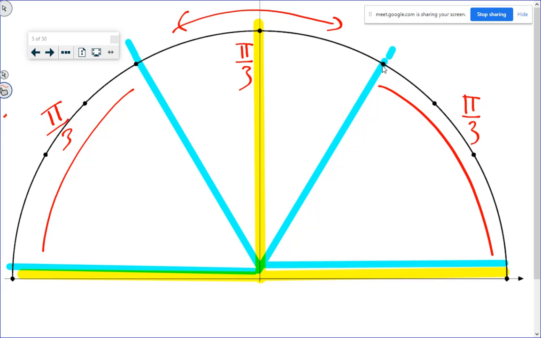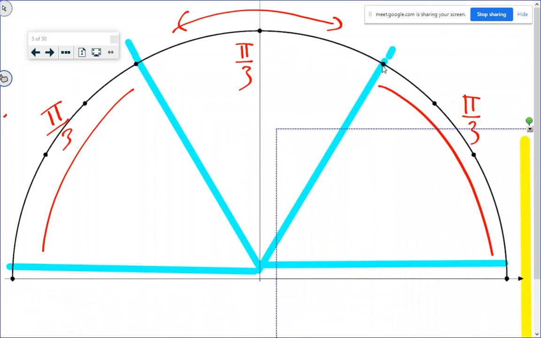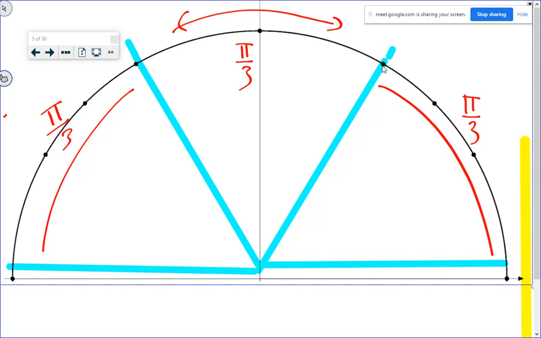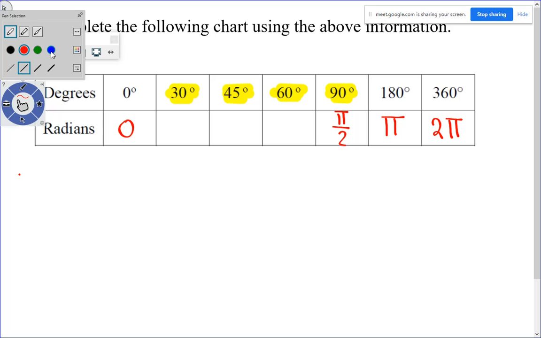And again, I think visually it's very useful for you to see splitting apart that half circle into 3 60-degree chunks. So what does that tell us? That tells us that 60 degrees is pi over 3. And I'm not writing the word rad because we don't need to.